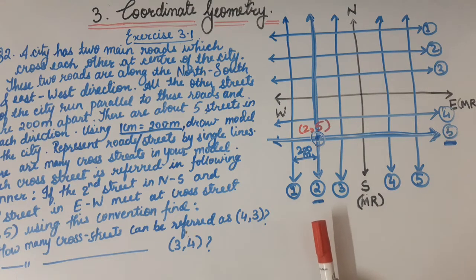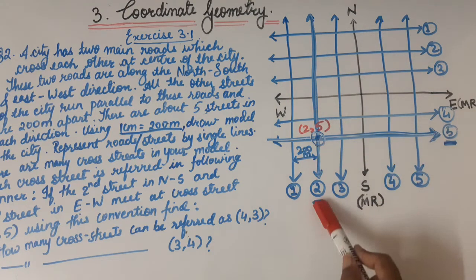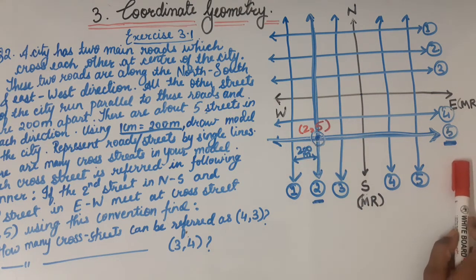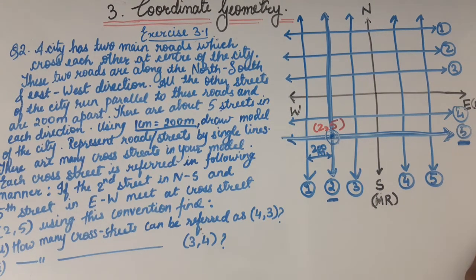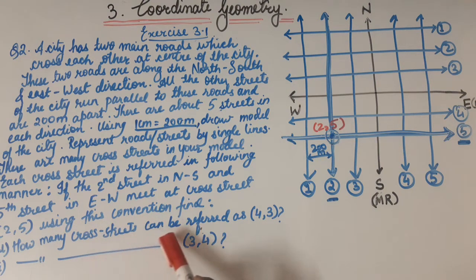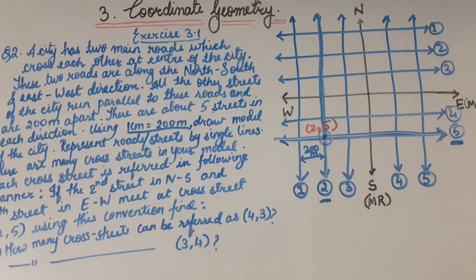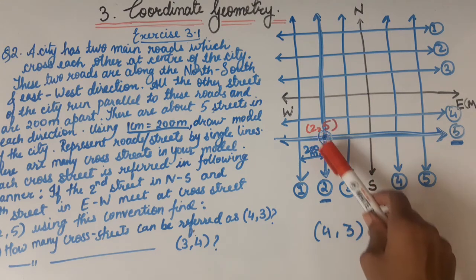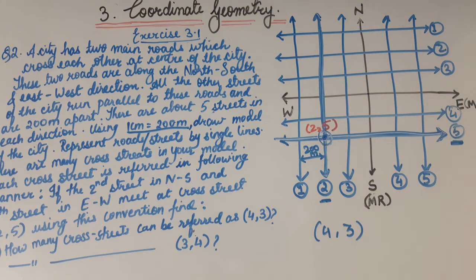So how have they referred to it? The x coordinate is the north-south direction street, and the y coordinate is the east-west direction street. So this convention they have given us, right? Now using this convention, find how many cross streets can be referred to as 4, 3. According to this convention, the first coordinate is in the north-south direction. So 4 refers to north-south and 3 refers to east-west. So find that cross street.